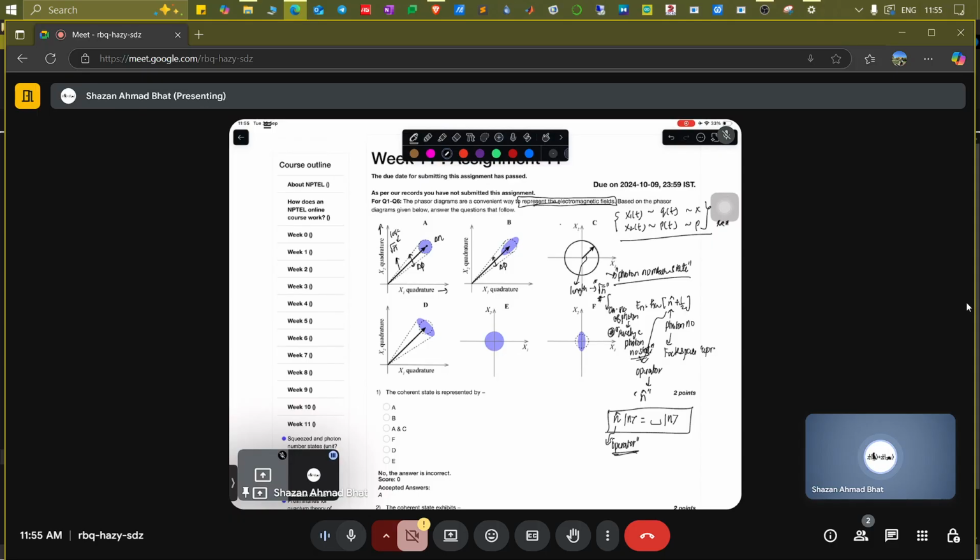You don't talk about the phase uncertainty here. Okay, and now, what are the other pictures? So this one I have been talking about.